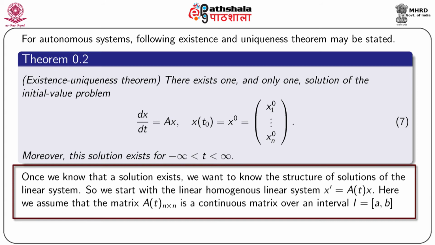Once we know that a solution exists, we want to know the structure of solutions of the linear system. So, we start with the linear homogeneous system x dash is equal to A(t)x. Here we assume that the matrix A(t) of order n is a continuous matrix over the closed interval I, which is equal to [a, b].